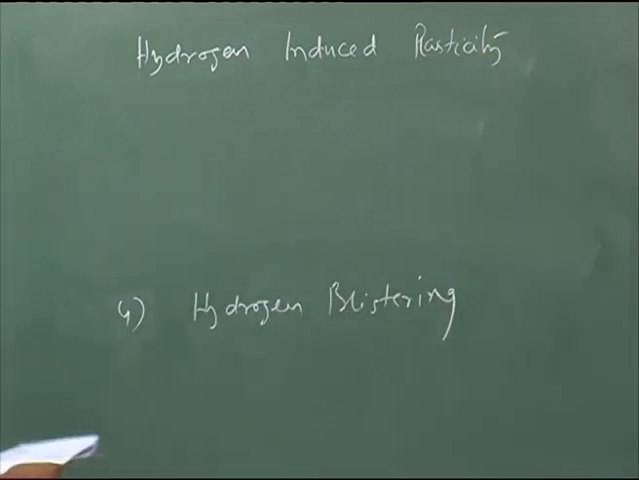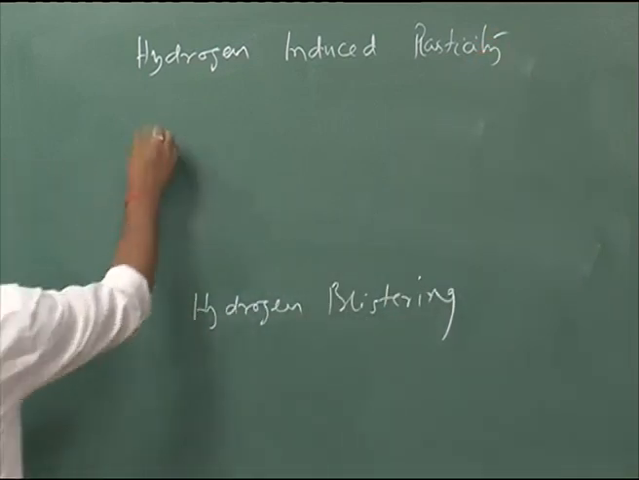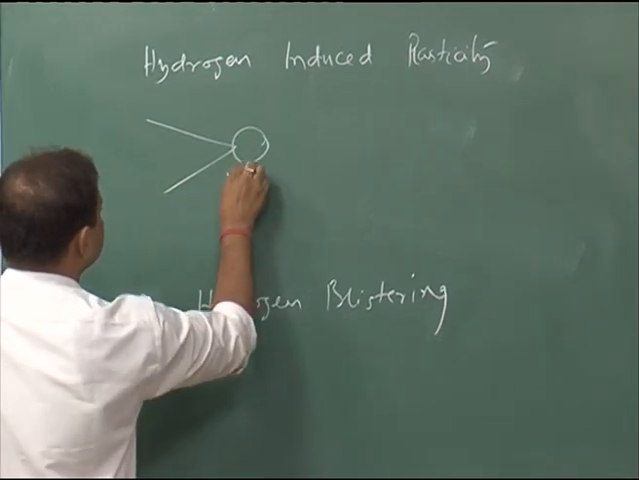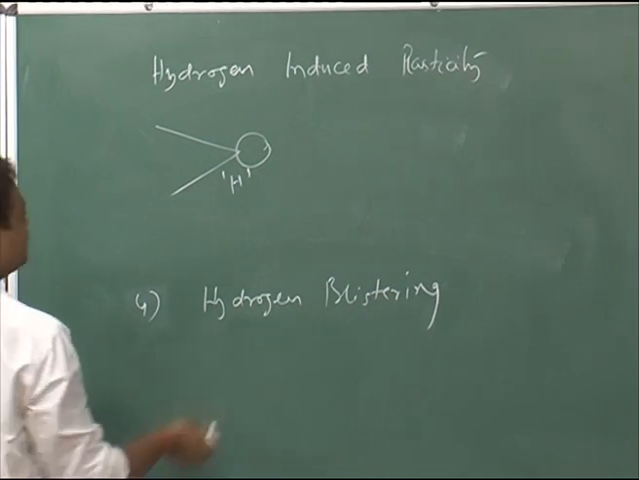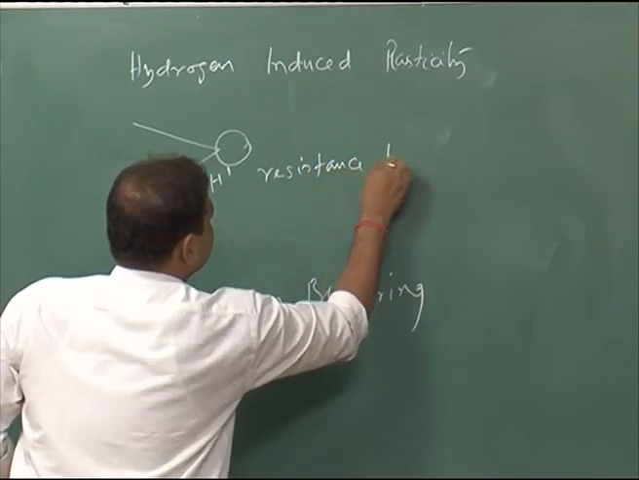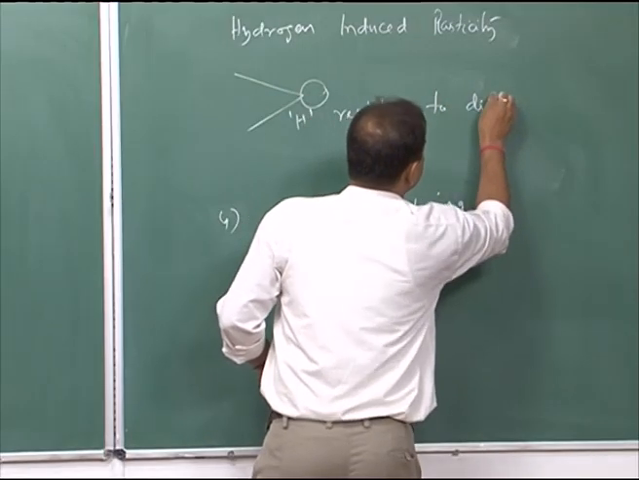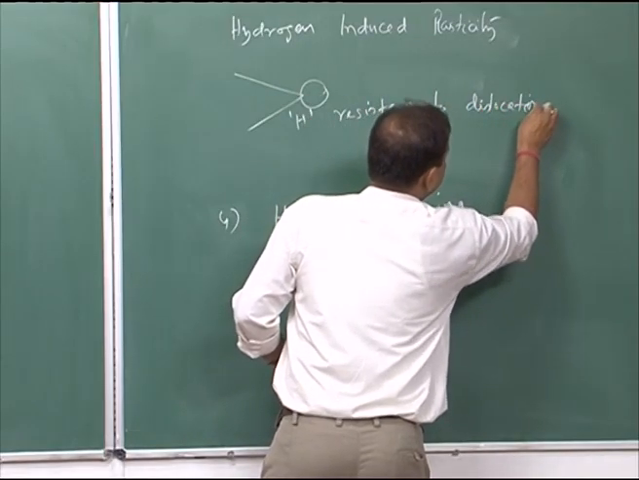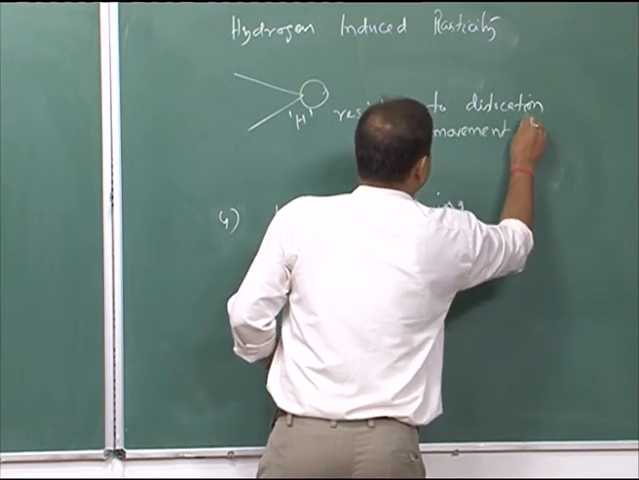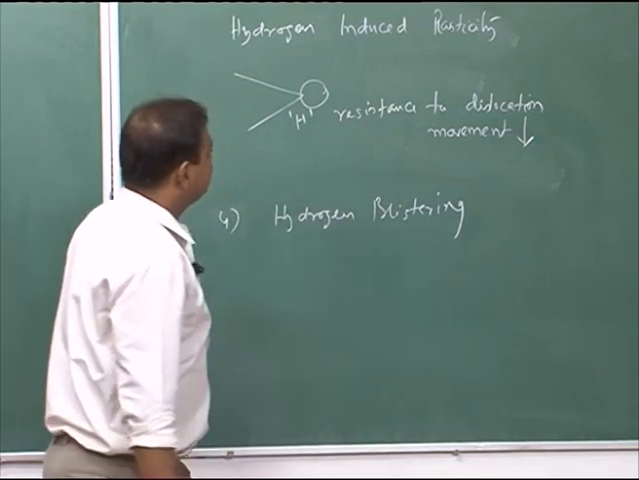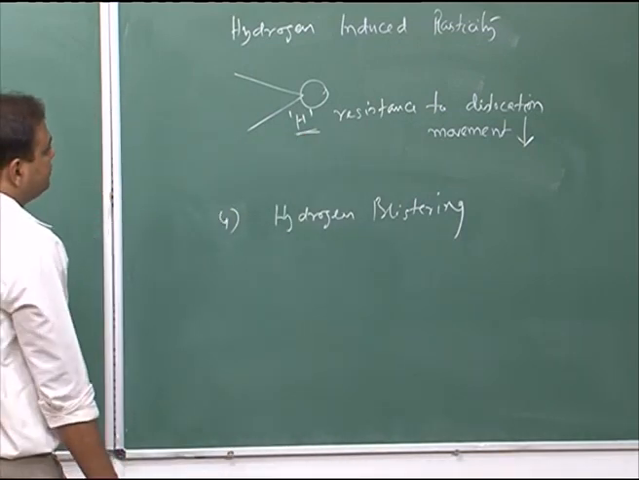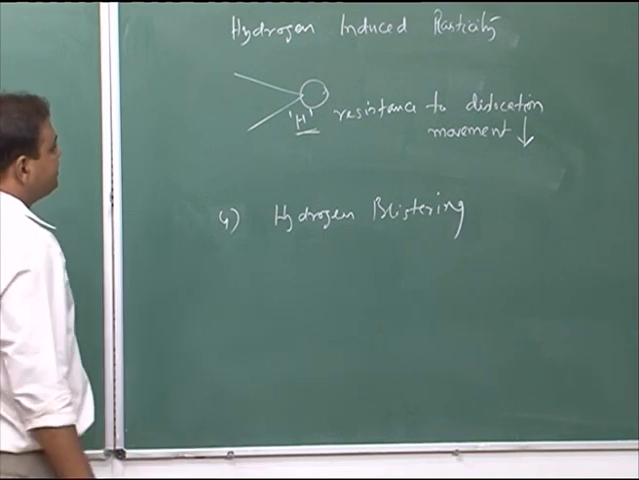Hydrogen induced plasticity says that at the crack tip, this is the crack tip, hydrogen can decrease the resistance to dislocation movement. The resistance to dislocation movement can be reduced due to the hydrogen, and then deformation can easily happen.